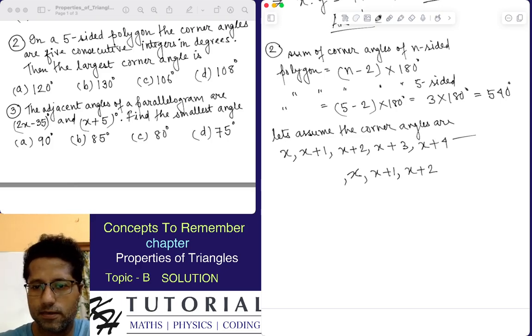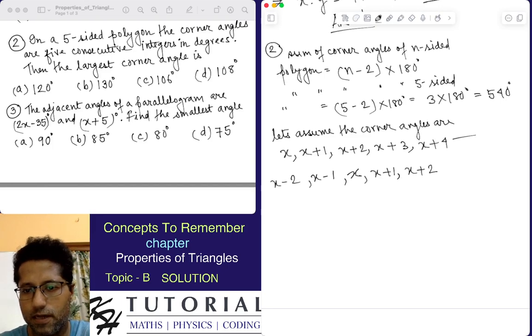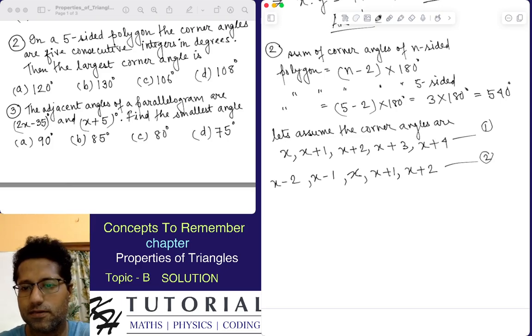But if you do it like this, x plus 1, x plus 2, where x is the middle angle, the angle preceding x will be x minus 1, and the angle preceding x minus 1 will be x minus 2. So here also the angles x minus 2, x minus 1, x, x plus 1 and x plus 2 are consecutive integers. But the benefit that we will get in method 2 is that if you add all the consecutive integers, you will only get 5x.